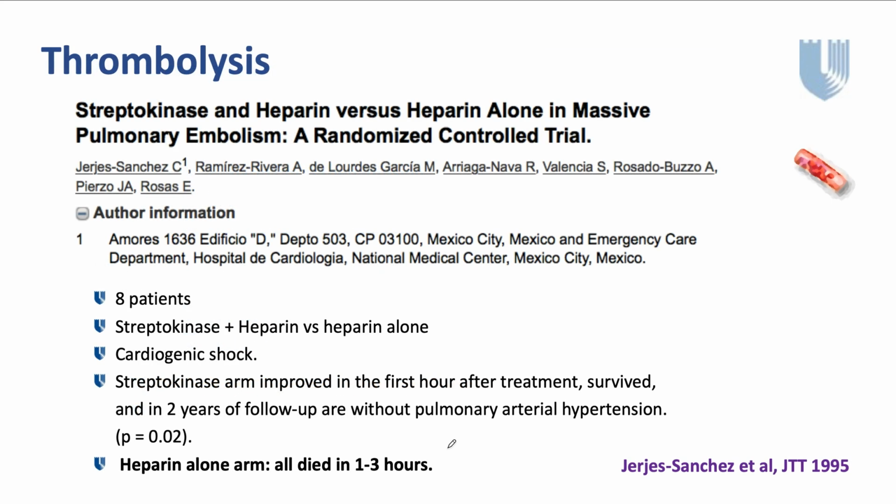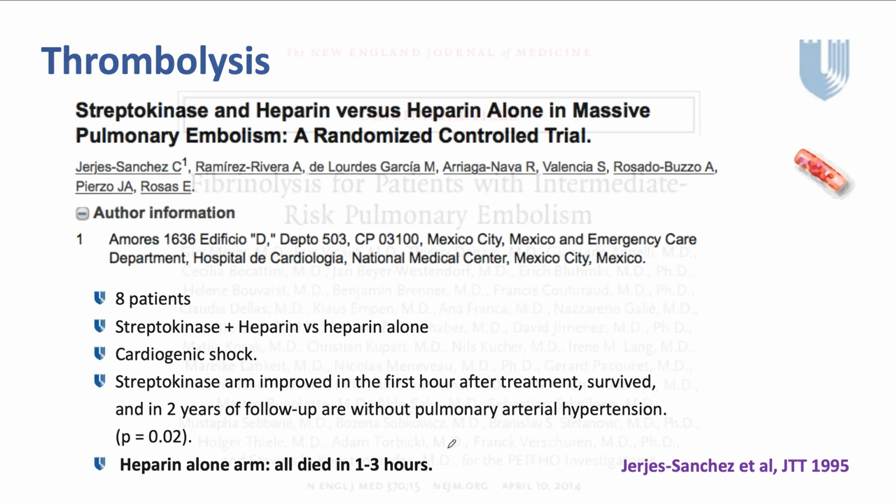This is the landmark study indicating that thrombolysis is something that we're not going to discuss again in massive PE patients who are hemodynamically unstable. Patients who do not receive TPA and are on inotropic agents or hypotensive are not going to do very well.